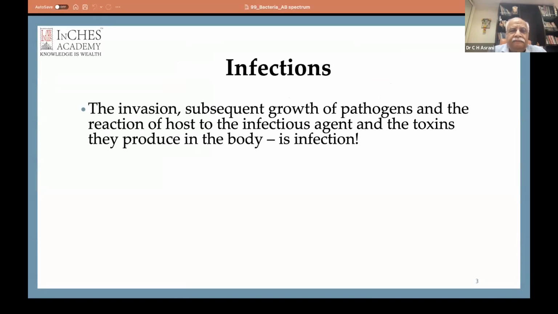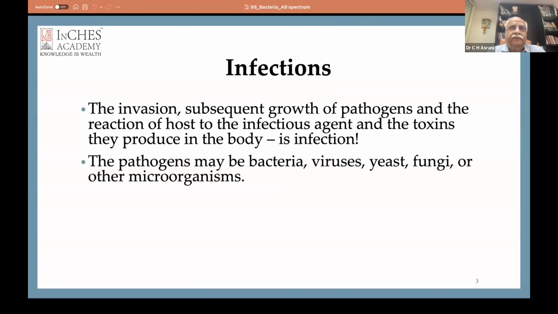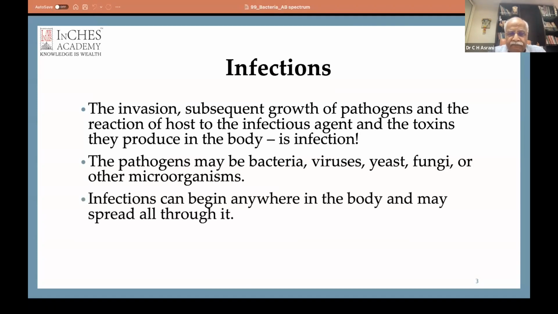Infection. What is an infection? It's an invasion in the body of a pathogen. And after invasion, if our immunity does not kill it, it is subsequent growth of the pathogen. How the body reacts to that infectious agent and what toxins the agent produces is all called infection. The pathogens may be bacteria, viruses, yeast, fungi, or other microorganisms. Infection can begin anywhere in the body and either remain localized or spread all through the body.